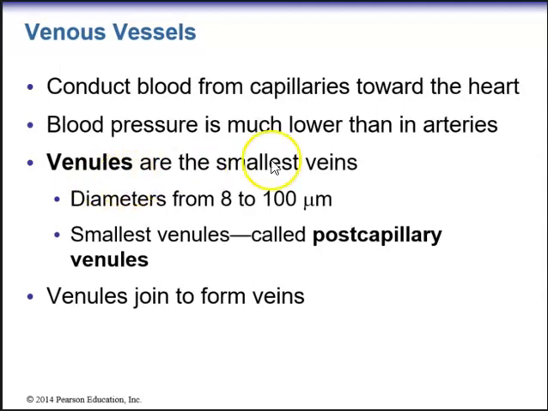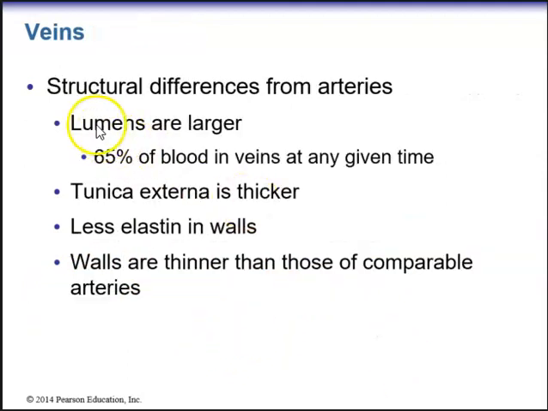So we have venules that are the smallest veins, and their diameters can range anywhere from 8 to 100 microns or micrometers. The smallest venules we talked about are called post-capillary venules, and the venules will eventually join to form larger veins. Veins, we talked about having structural differences compared to arteries. Their lumens, the space within the vein, are a lot larger compared to arteries. 65% of blood that we have in our bodies is contained in the veins at any given time.